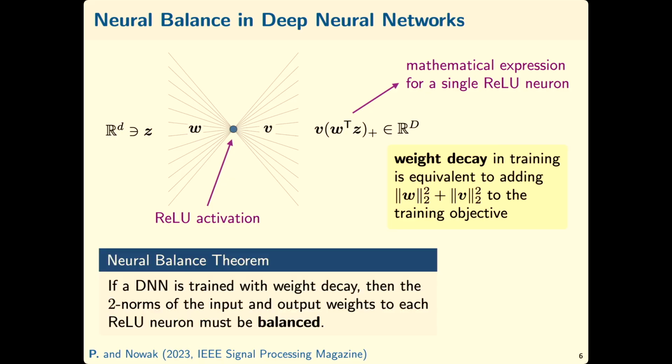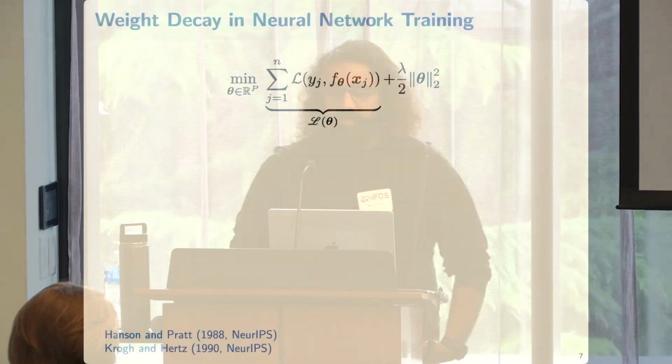And then what's interesting is that if you take a deep neural network of any architecture you want and you train it with weight decay and pretend you can find a global minimizer, then it turns out that the two norms of the input and output weights are necessarily balanced. So written explicitly, it just means that the norm of W equals the norm of V. Okay, so why do they call it weight decay when we're trying to solve optimization problems that look like this?